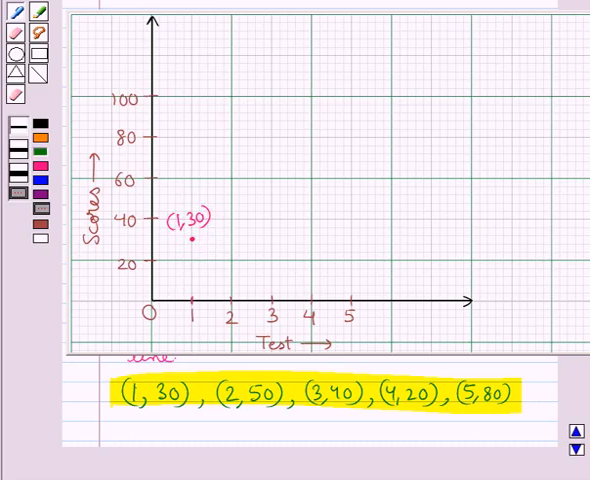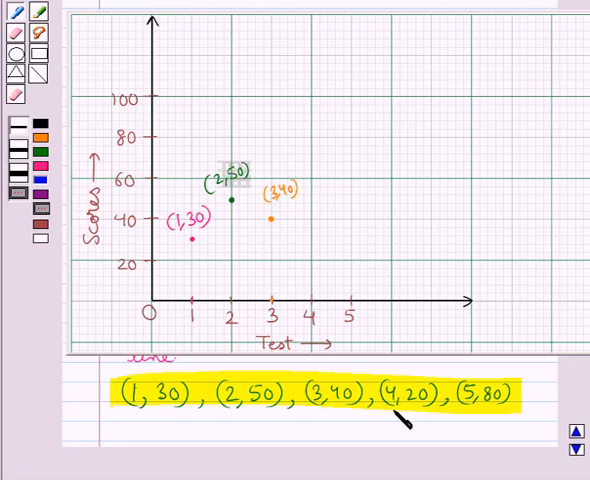Now in the same way, we locate the point with the numbers 2 and 50. For this, first of all, we will move 2 units to the right from the number 0. So we reach at this point. Now from this point, we move 50 units up so that we reach at this point which represents the number 2 and 50. Next we have the point 3, 40. For this again, we will move 3 units to the right from the point 0. So we reach at this point and from here we move 40 units up so that we reach at this point and this point is 3, 40.